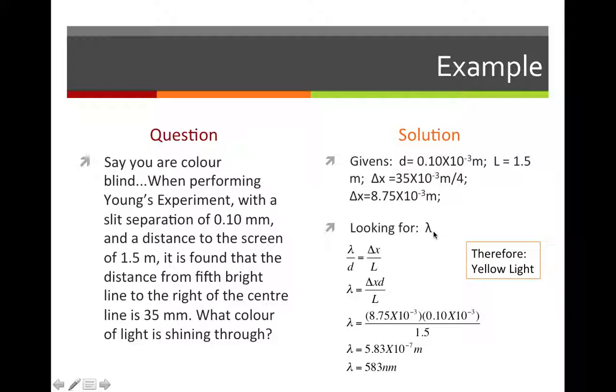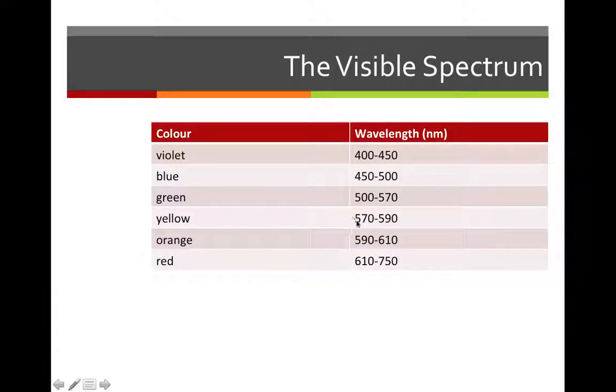Anyways, you're just looking for lambda. Pretty easy. You go through, you get your lambda, then you can compare it to the table to find out it's yellow light. And what I mean by table is this one, of course. 583 fits in this range.